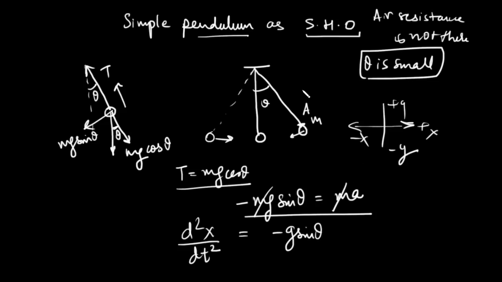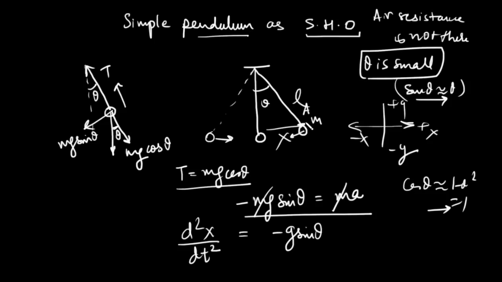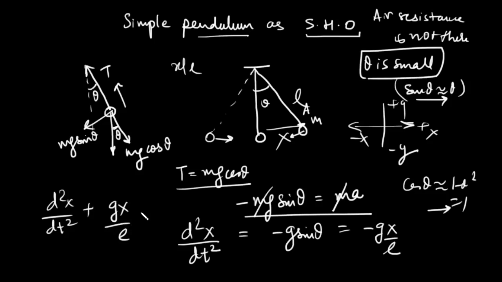For a very small angle, sin theta becomes theta and cos theta becomes 1 minus theta square, or we can say 1. For a very small angle, sin theta reaches theta and cos theta reaches 1. You should know this. If this displacement is x and this length is L, sin theta is the perpendicular by hypotenuse, which means x by L. So we can write this as minus g times x by L. Bringing this expression to the left hand side, we have d square x by dt square plus g x by L equal to 0.